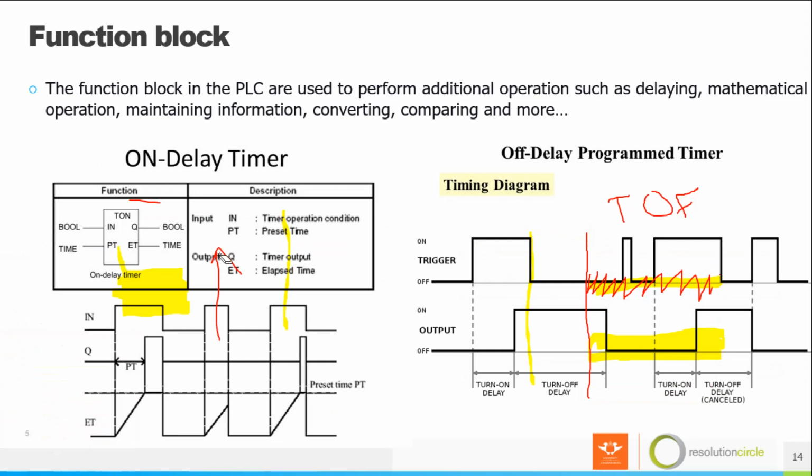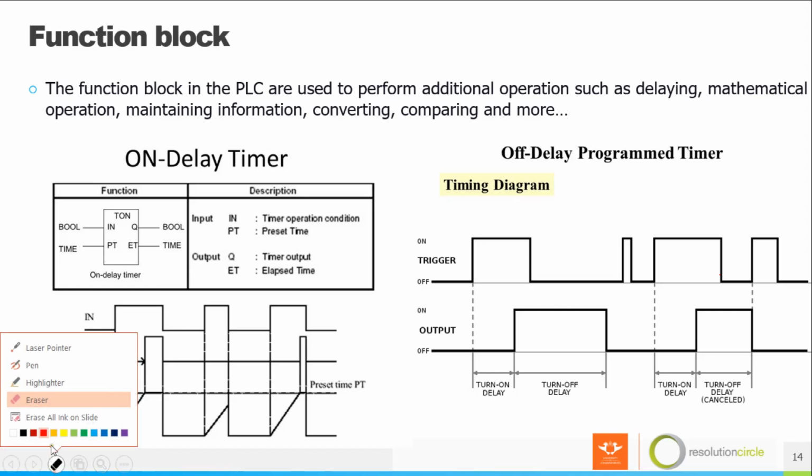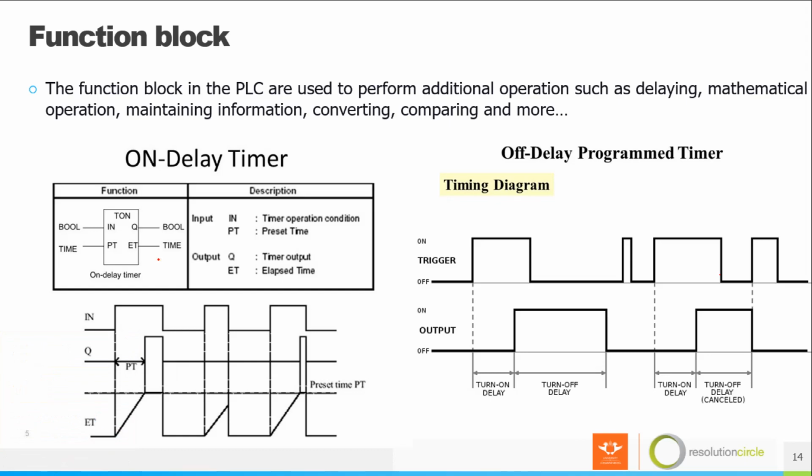Let's move to, let me erase. So this is before we move to counters. I want to show you a simpler graph. This will be your input for the time on delay. Now your input is high. You see your input is high, but your output is still off.